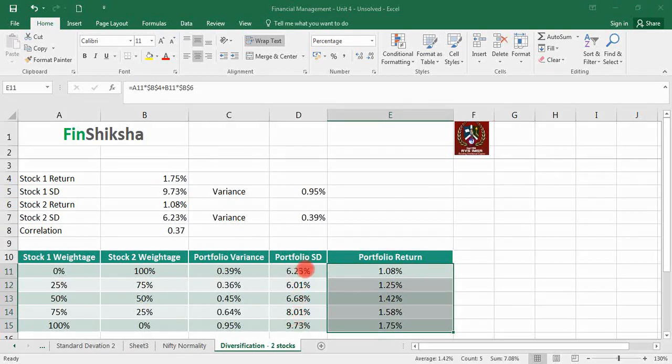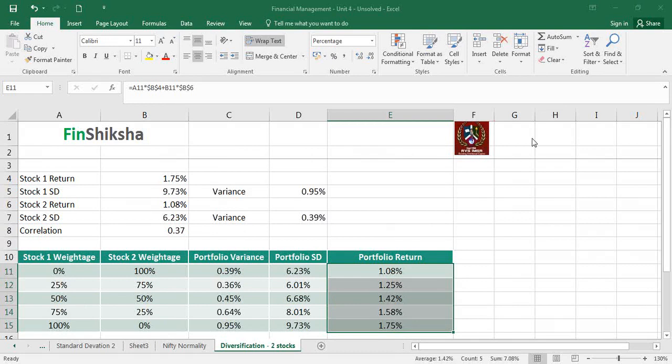So from 6.23%, when you have 100% of stock 2 in the portfolio, the portfolio standard deviation is going to be the same as stock 2 standard deviation. When you have 100% of stock 1, then the portfolio standard deviation is going to be the same as the standard deviation of stock 1. At varied combinations, depending on what the correlation coefficient is, we're going to find various standard deviations, right?